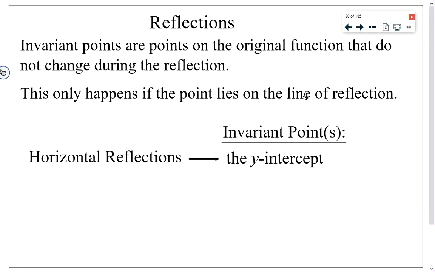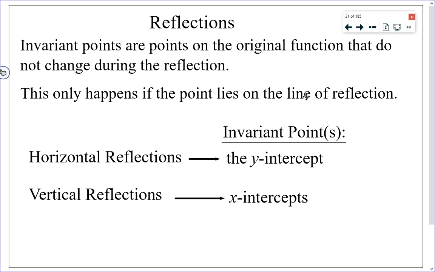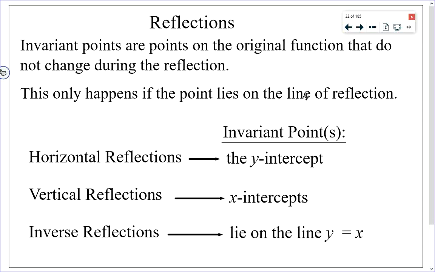So for horizontal reflections, which are across the y-axis, the y-intercept of the function will not be affected. It will be an invariant point. For a vertical reflection, which is across the x-axis, any x-intercept will not be affected because it's on the line of reflection. I'm including now a third reflection, and we'll talk extensively about inverses of functions in a few minutes, but an inverse can be found by reflecting a graph across the line y equals x, so invariant points for inverses are points that are on that line y equals x.